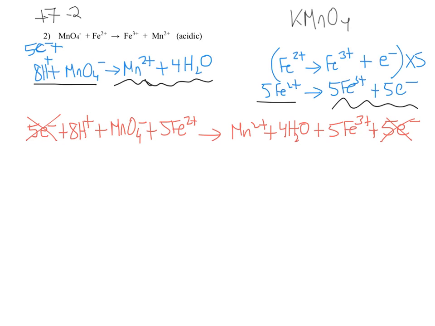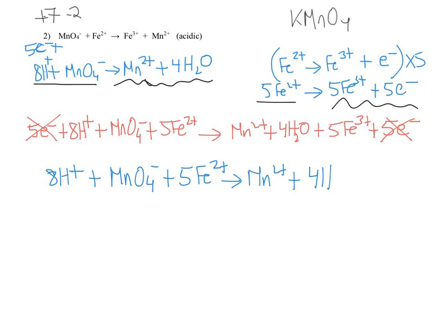So then just rewrite it so it looks neater. So 8 H+ plus MnO4- plus 5 Fe2+ yields Mn2+ plus 4 H2O plus 5 Fe3+. All right, step 8 says, if basic, well, it tells us it's acidic, so we know it's not basic for sure, so you do not need to do step 8.